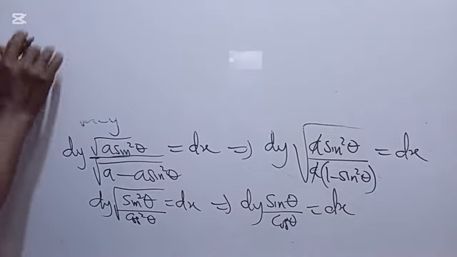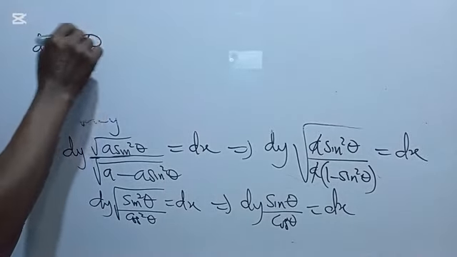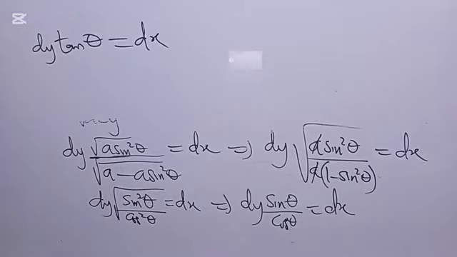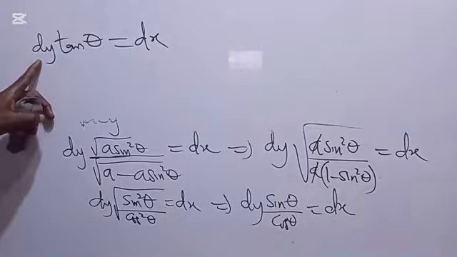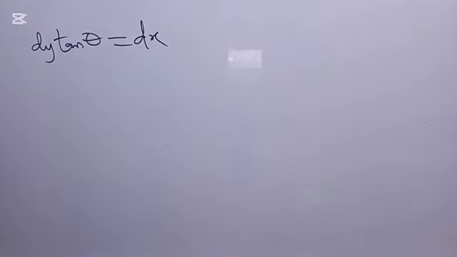Now this implies that dy tan theta equals dx, because sine theta over cos theta is equal to tan theta. I hope we are getting that. Beautiful. Very, very beautiful. Now, from this, we could actually integrate with respect to theta. So let's integrate with respect to theta.